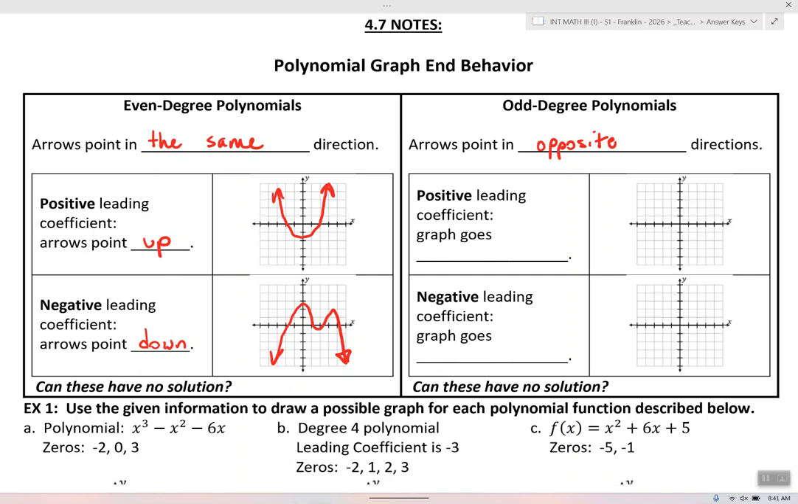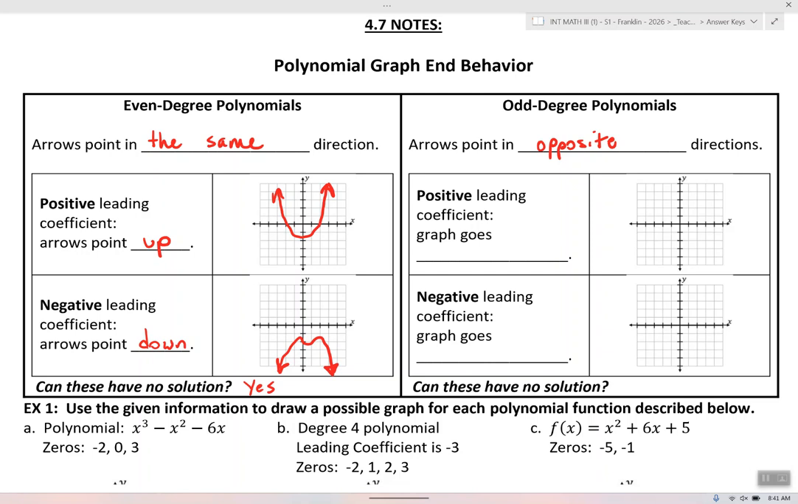And the thing about an even degree polynomial is, yes, they can have no solution. For example, if I have it like this, this doesn't touch the x-axis. And remember, the solutions to a polynomial graph are the zeros, the x-intercepts. So yes, these even degree polynomials can have no solution if they don't touch the x-axis.